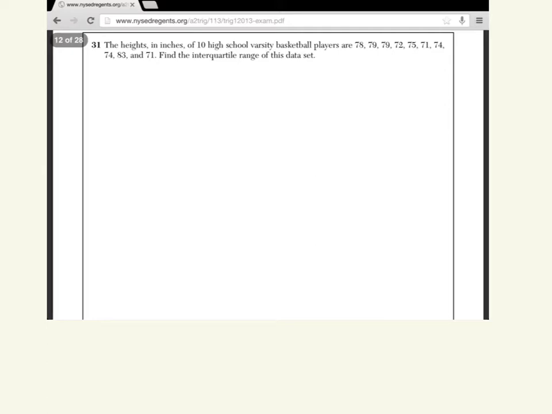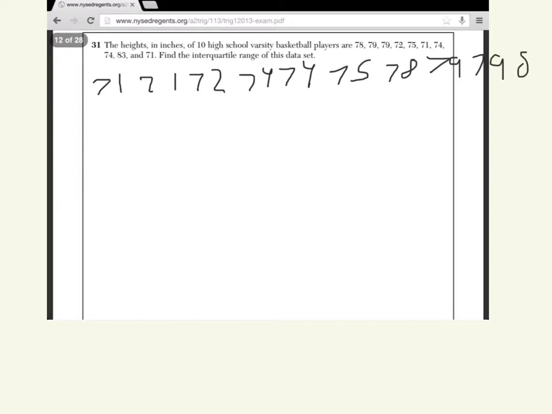Anything that deals with the median, or range, or interquartile range, or quartiles in general, the first step you should take is to order the data from the least to greatest values. So if we were to do that, we would have 71, 71, 72, 74, 74, 75, 78, 79, 79, and 83. So in order to find the interquartile range, you need to find the median of the lower 50% and the higher 50%.